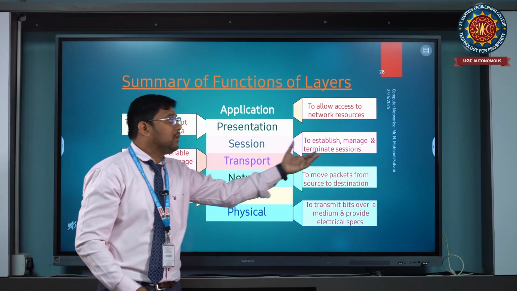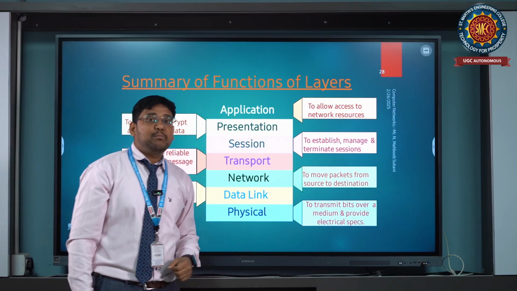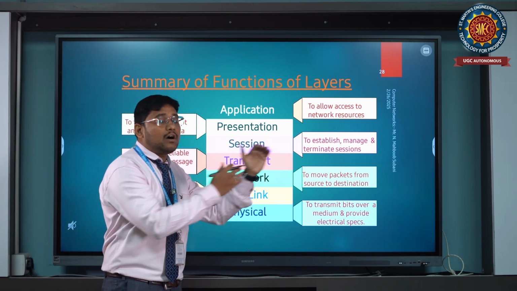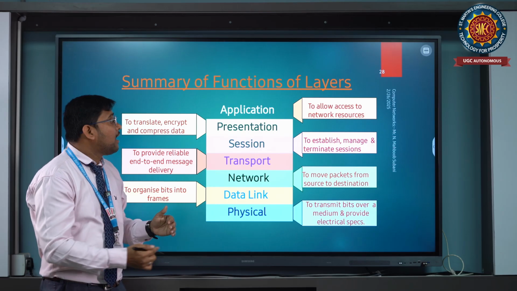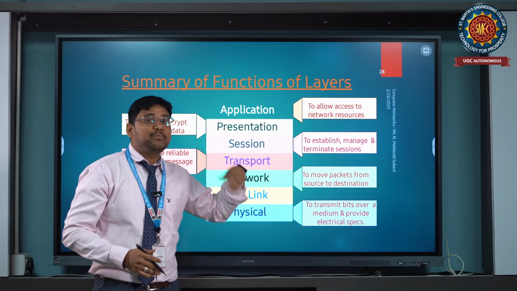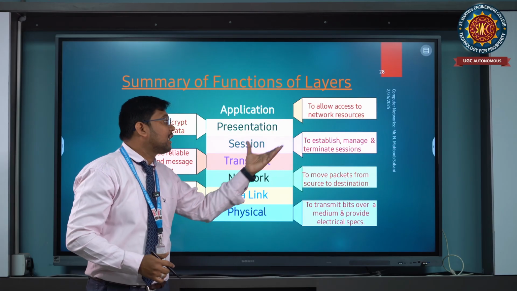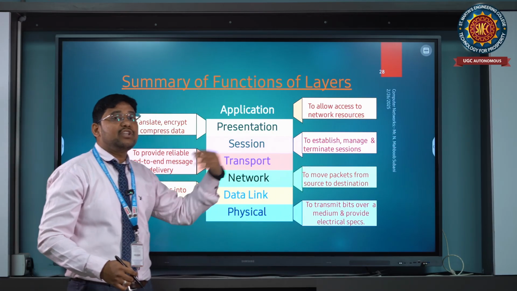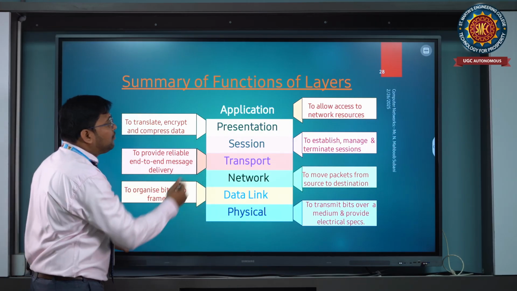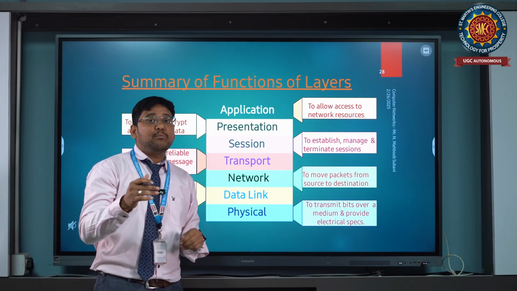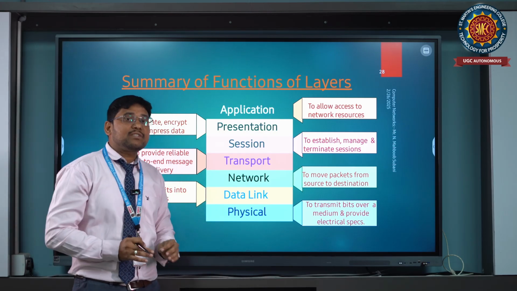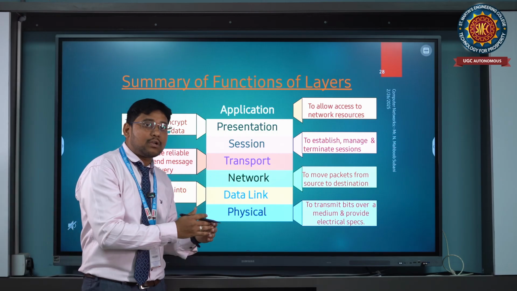The session layer is used to establish a connection and checks how the data is flowing, and it manages and terminates. Once the data packet has been sent, the session layer will terminate that session and create a new session to send the new message. The transport layer is very important in the OSI model and computer networks. It is very reliable. It will check whether the data packet is sent or not.